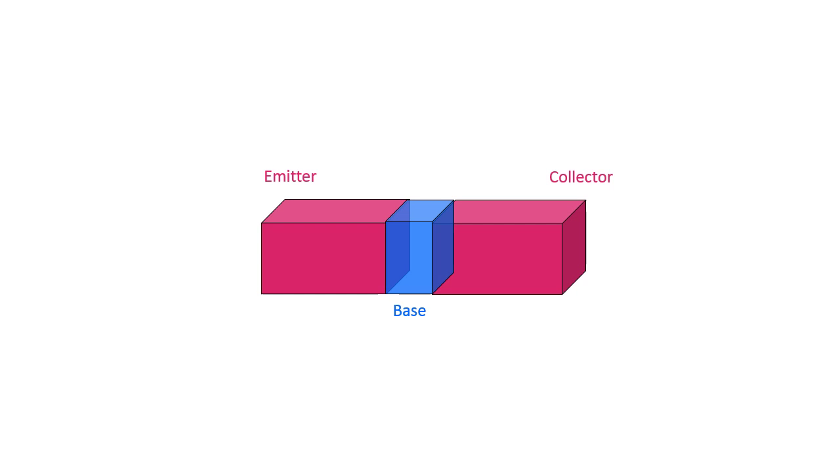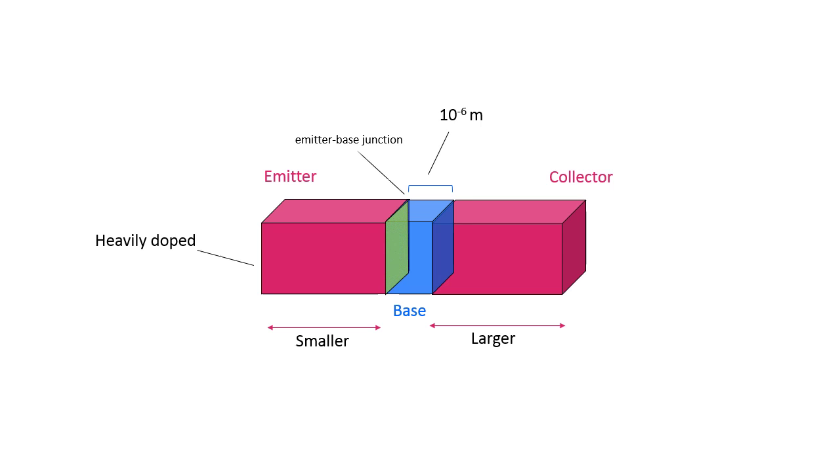Usually the base is very thin, of the order of 10 micrometer. The collector is comparatively larger than the emitter. The emitter has greater concentration of impurity as compared to the collector. A transistor is a combination of two back-to-back PN junctions, emitter-base junction and collector-base junction.